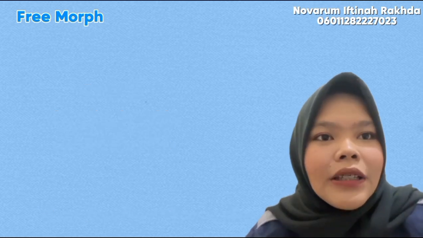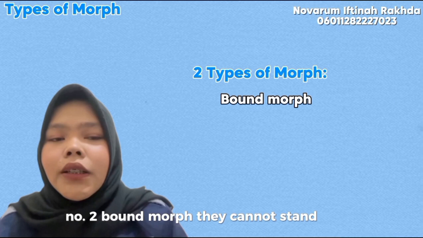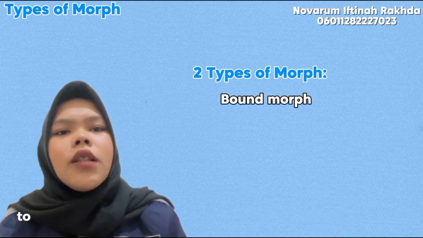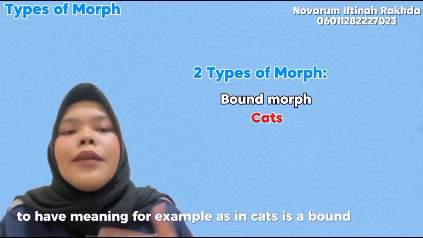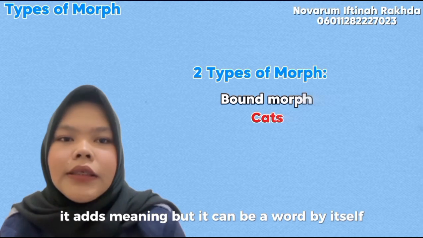Number two, bound morphs. They cannot stand alone. These need to be attached to other morphs to have meaning. For example, "s" in cats is a bound morph. It adds meaning, but it cannot be a word by itself.